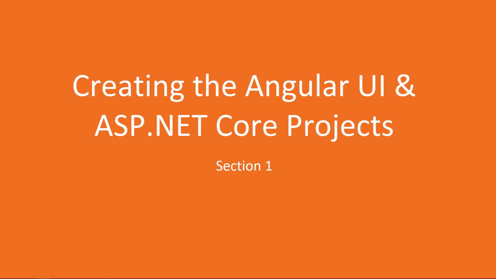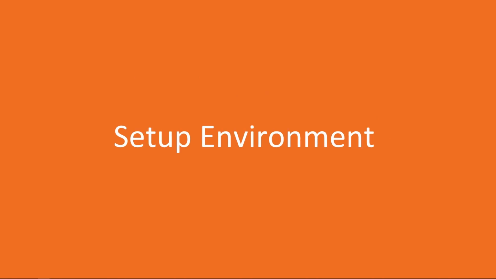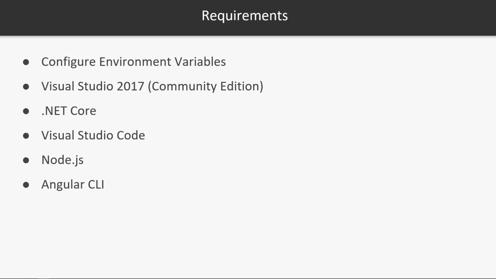Hi everyone, welcome to Section 1, where we will be creating the Angular UI and ASP.NET Core projects. To get started in this section, we are going to start setting up our environment. This is going to involve a couple of things. One is to configure our environment variables, and then installing the following: Visual Studio 2017 or a later version, but specifically the Community Edition, .NET Core, and Visual Studio, when installing that, will offer the ability to install .NET Core. But if you don't want to for some reason, you can install .NET Core separately. Next is to install Visual Studio Code, followed by Node.js and the Angular CLI.